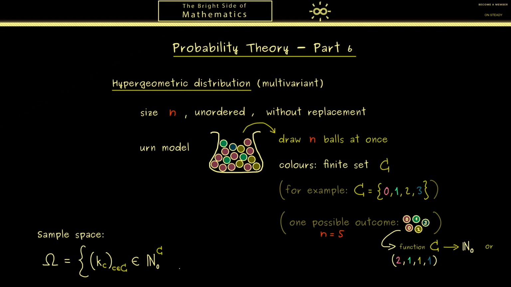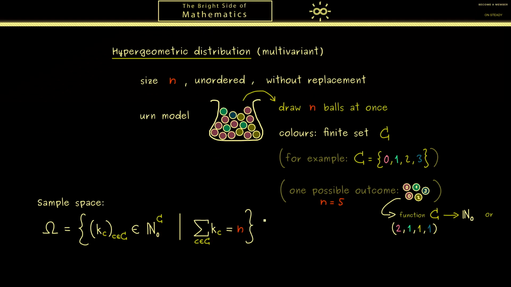Okay, and now the only condition we have here is that all these numbers add up to n. So we can simply write the sum of k_c is equal to n. And then we have our whole sample space omega. Of course, you already know, as for all discrete cases, the sigma algebra is just chosen as the power set of omega. Therefore, we can immediately go to the probability measure.